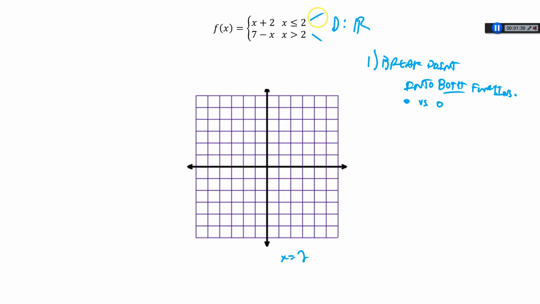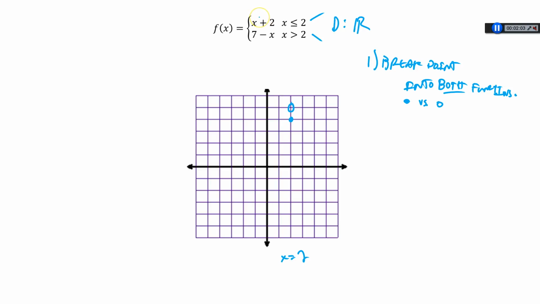So let's see what's happening here. I'm going to plug 2 into both functions. I plug 2 into this one: 2 plus 2 is 4. So at 2 I go 1, 2, 3, 4. You think that gets an open or a closed dot? It gets a closed one because it's got that equals on it. And then I plug into the other one. 7 minus 2 is 5. 1, 2, 3, 4, 5. That one gets an open circle because it's strictly greater than.